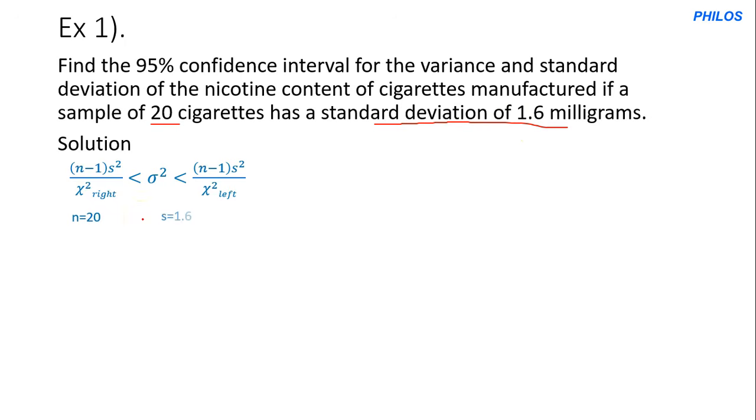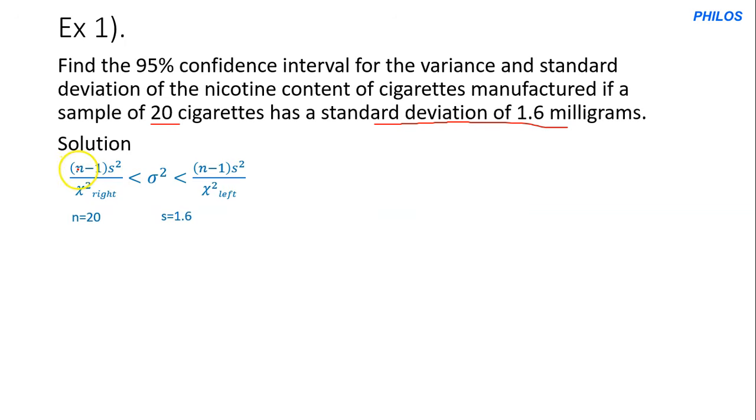So our small letter s is 1.6 milligram. Now, if the question had given you variance, then it won't be s, it will be s squared, okay? But because the question says standard deviation, so standard deviation is just s without the square. The variance is s with a square.